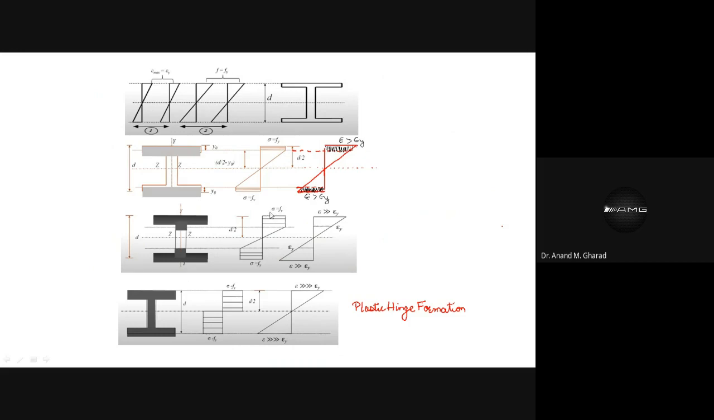Over here what has happened? Yield stress is already there, but it has gone beyond that yield stress value and it has entered into plastic zone condition. And over here the plastic hinge formation is observed, and you can see the area on the compression side and on the tension side both are same. So this becomes the equal area axis.